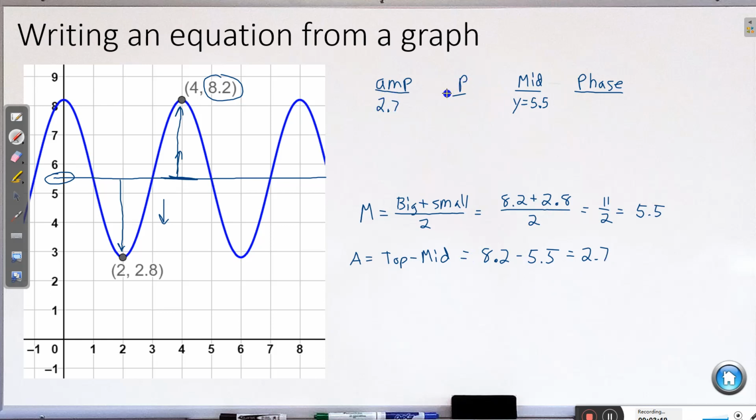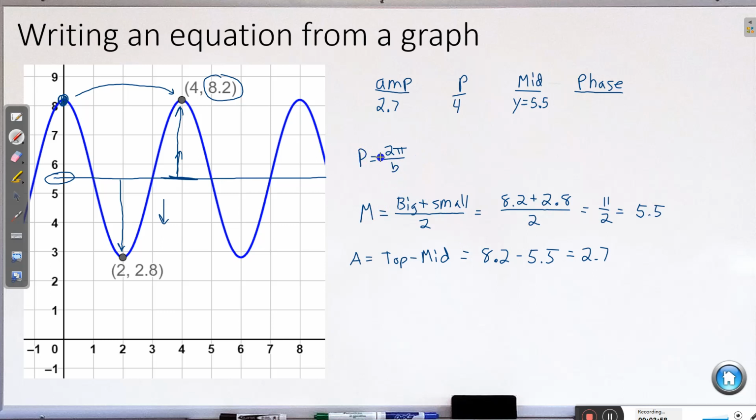Now it's time for the period. So we have to take a look at how long is one wave. We have a couple of places we can measure from. I might just start from here, top to top. So that distance there is from 0 to 4, it looks like. So our period is 4. Now remember, that number does not go in the equation. Our equation period is equal to 2 pi over b. The b value is what goes in the equation, and the period is what you see from the graph.